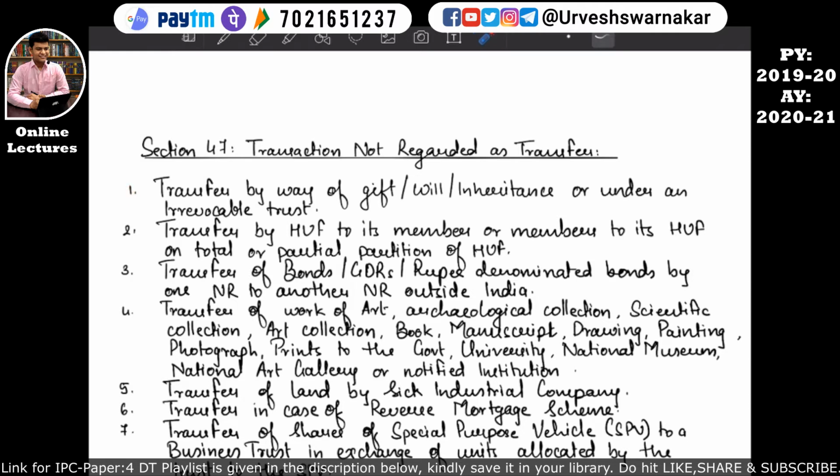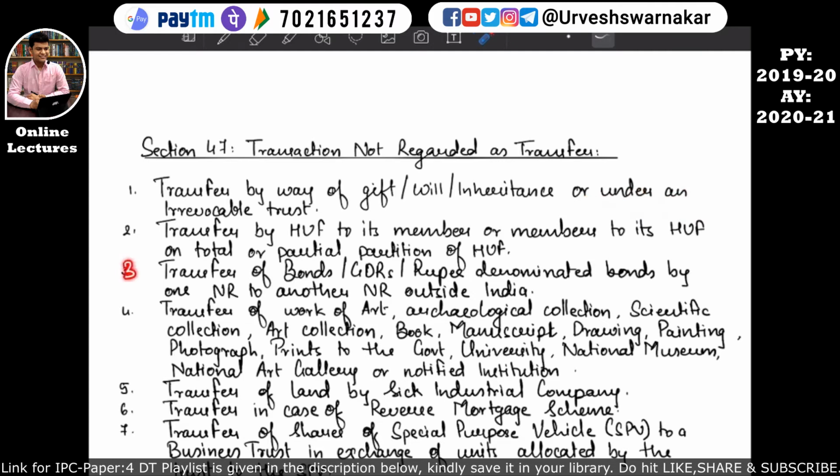What does point number 1 say? If an assessee makes a transfer by way of a gift, will, inheritance or under any irrevocable trust to any person, then such transfer by the assessee will not be considered as transfer and capital gain will not get triggered. I hope this is quite clear to you all. Then point number 2 says that transfer by HUF to its member, or if a member transfers to its HUF, on total or partial partition of HUF, then whatever the HUF has transferred to its member will not be considered as transfer. Similarly, if the members have transferred something to the HUF, it will also not be considered as transfer. I hope this is quite clear to you all.